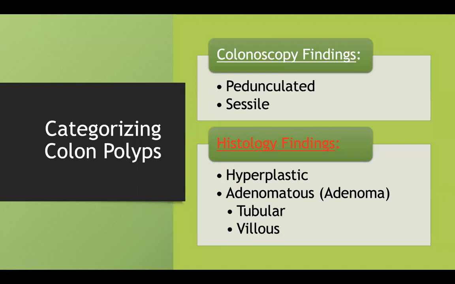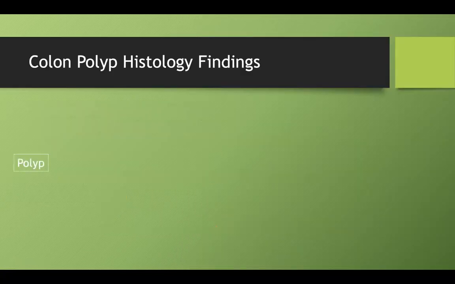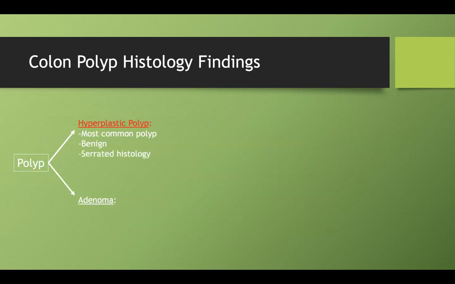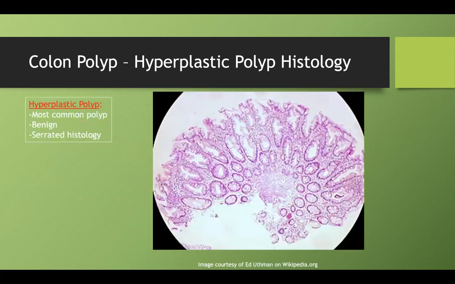So let's talk about what you find under a microscope now. So if you have a polyp and you biopsy it, you can get one of 2 things. You can either get a hyperplastic polyp or you can get an adenoma. So hyperplastic polyps are very common, and fortunately they're benign. They're not even pre-malignant, completely benign. They have something called a serrated histology or a sawtooth histology. So here is a benign hyperplastic polyp. Just remember that serrated is a sawtooth pattern, and you can kind of see that here, the sawtooth pattern as I've drawn in.